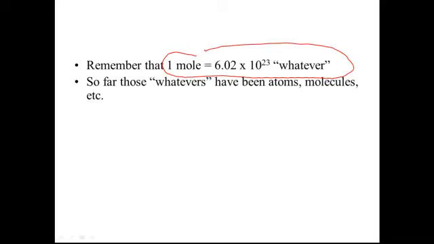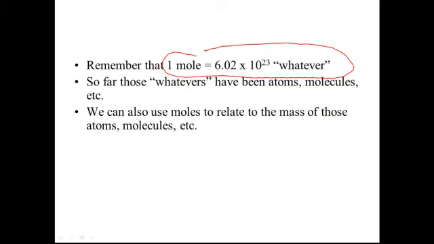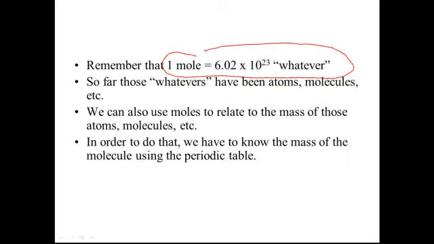And so far when we've been talking about the whatevers, we've basically been talking about atoms and molecules, things like that. But remember, it can be whatever we want it to be. I think the example I used the other day, we talked about if you had a mole of dimes, it would cover the earth 10 miles deep. Or if you had a mole of paper, it would go all the way to the moon and halfway back. Those whatevers obviously have masses as well. And so we're going to use moles to relate to the mass of those atoms or molecules or whatever we happen to have. In order to do that, we have to start using the periodic table.